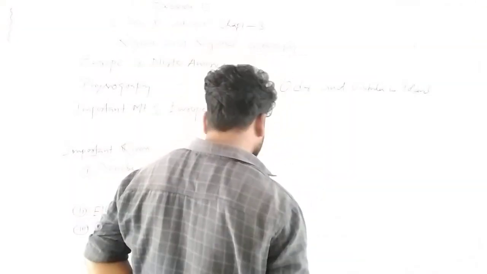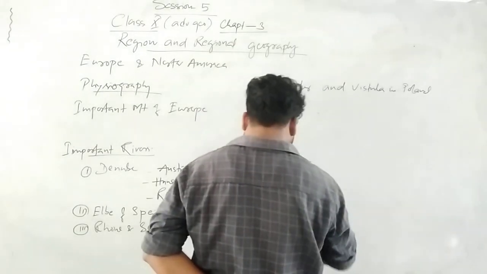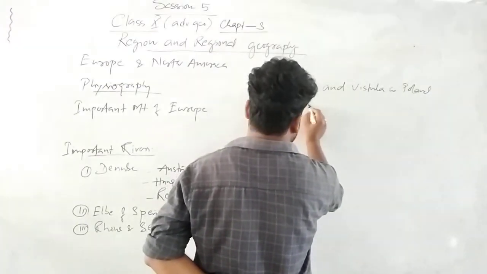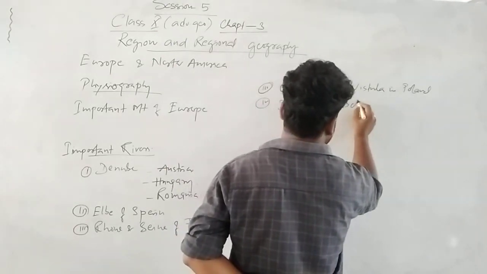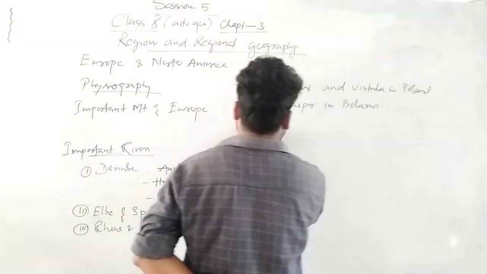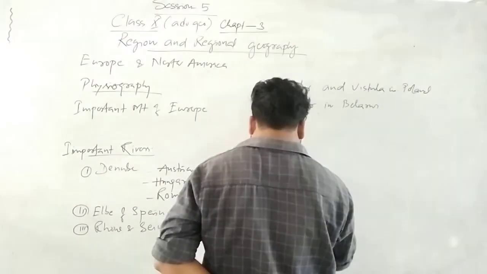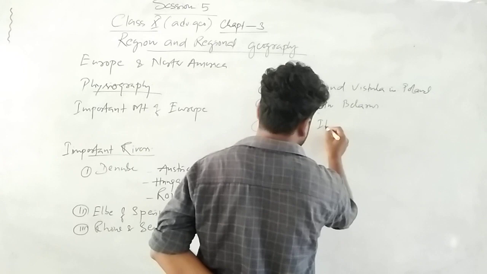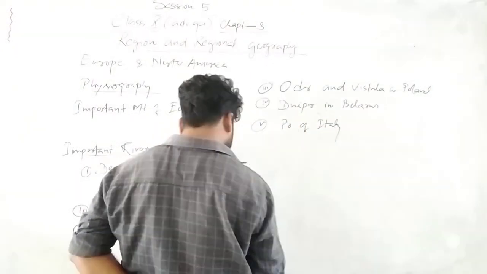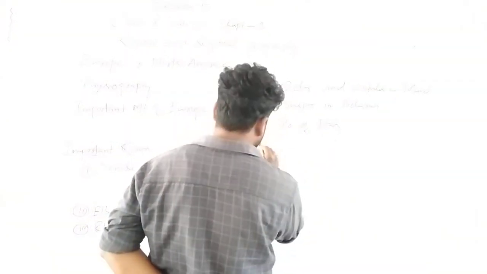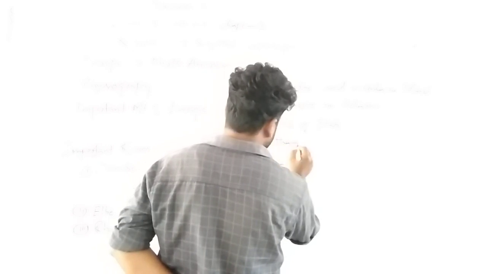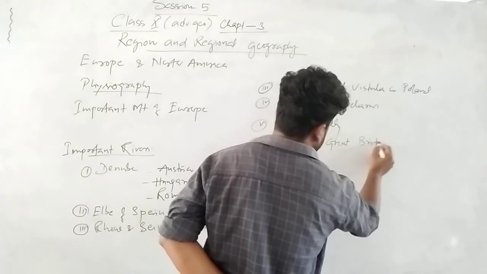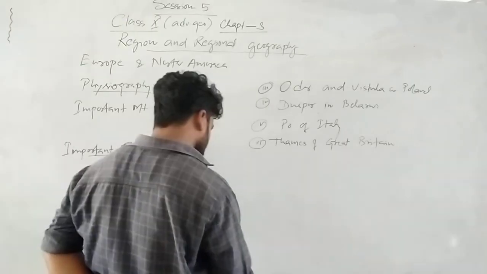Other end, Vistula in Poland. Dnieper in Belarus. Po of Italy. Again, Thames of Great Britain. Okay.